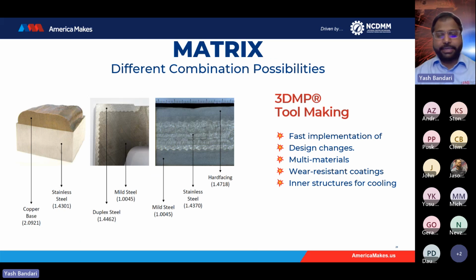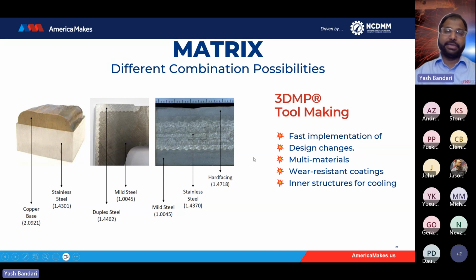Another capability that I forgot to mention is multi-material printing. What I mean by multi-material printing is you can manufacture a component that will have different mechanical performances at different sections. This is a great capability of our process where we can print different materials at different layers. As you can see here, there are three different materials: mild steel, stainless, and hard facing.